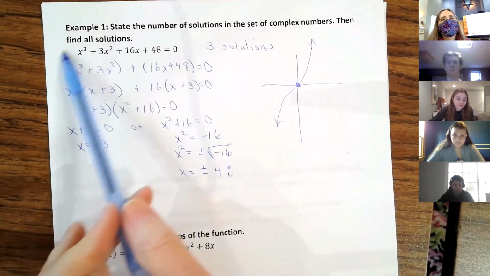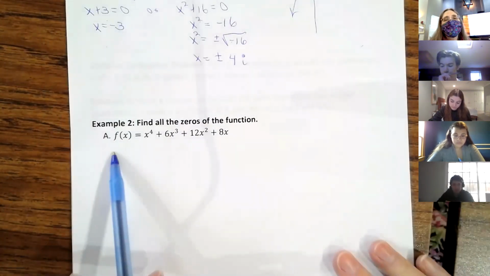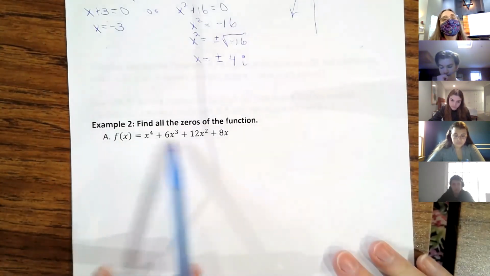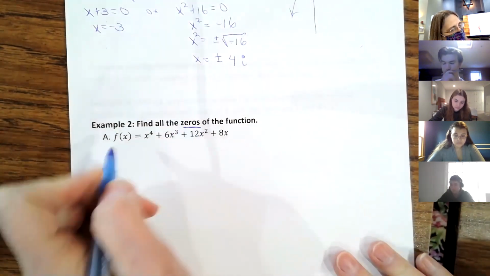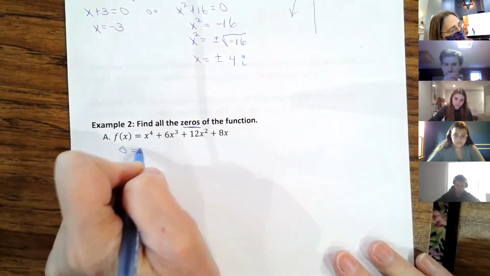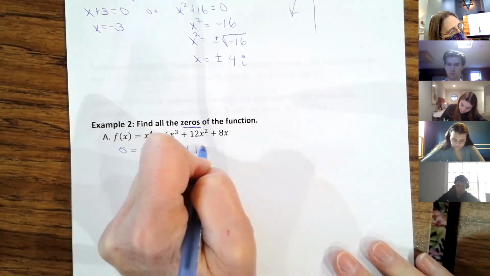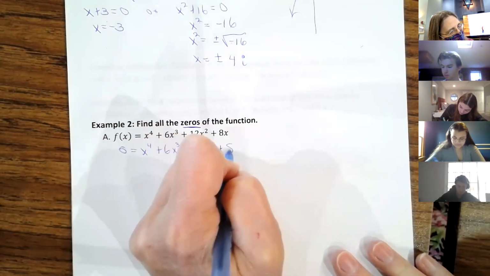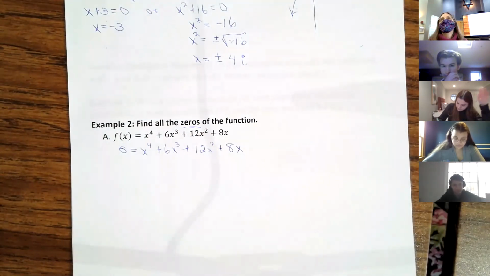In example 1, our equation was already equal to 0. In example 2, we don't have it equal to 0. It says f of x equals, but our instructions say to find the zeros. So that means I want 0 equal to, I want f of x to equal 0. Okay. We have 4 terms, but we've got a little bit of a different thing to do to start this one. What should I do?